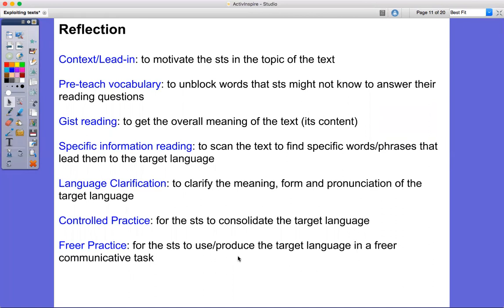This might be the end of 90 minutes. If you have time, you can do your lovely reflection that we did together. 3 things you learnt, 2 questions you have, and 1 thing you enjoyed, if you have time. But this is the session on exploiting text for language, for grammar. I hope it helps.